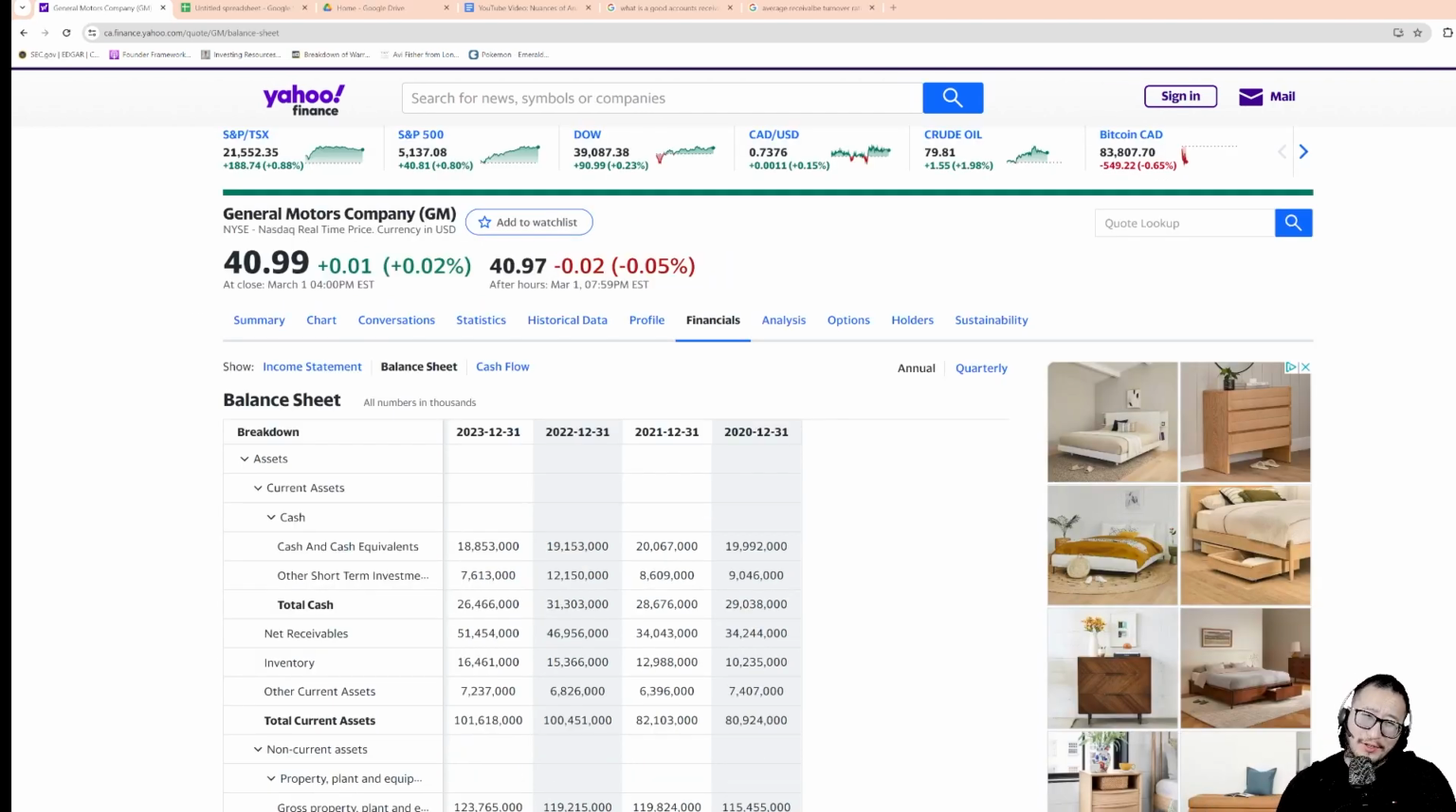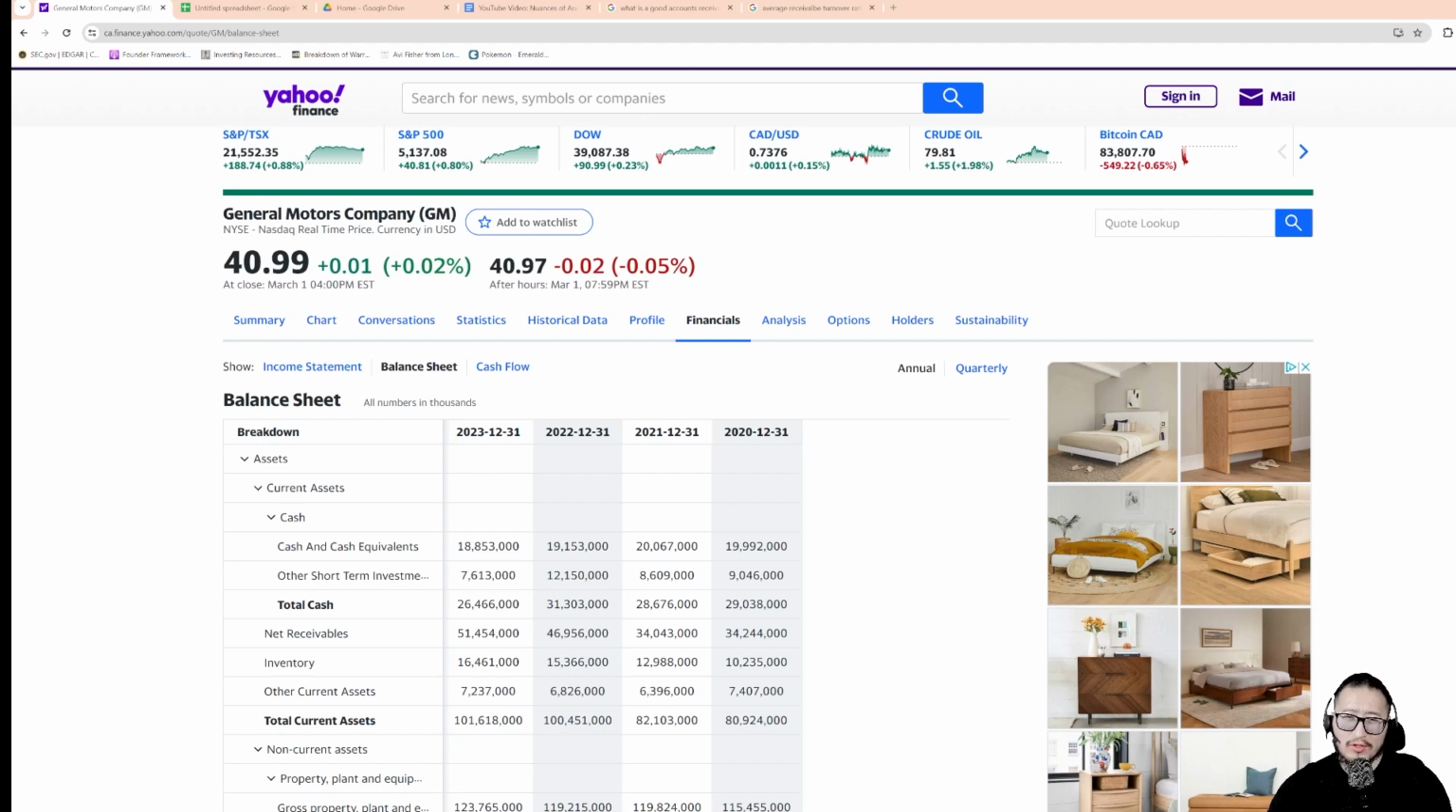Now, if I'm still a little bit unsure about how reliably General Motors can collect on the money that it's owed by its customers, I can do a calculation to determine its net receivable turnover ratio. Now, what is that? Net receivable turnover ratio basically calculates how many times within a year a company collects on the money that's owed to it by its customers. We want the number to be as high as possible. Apple's is about 16 to 17, so they collect on the money that's owed to it about 16 to 17 times within the span of 1 year.